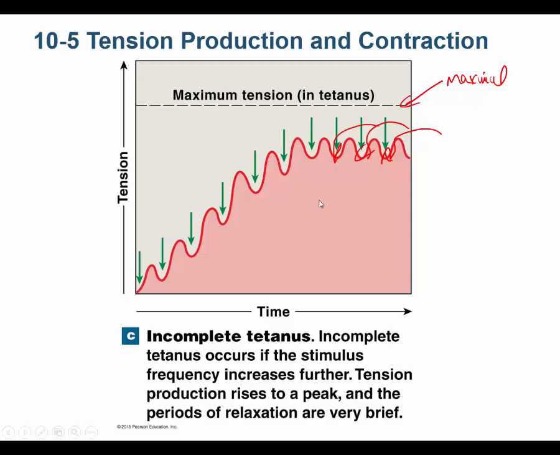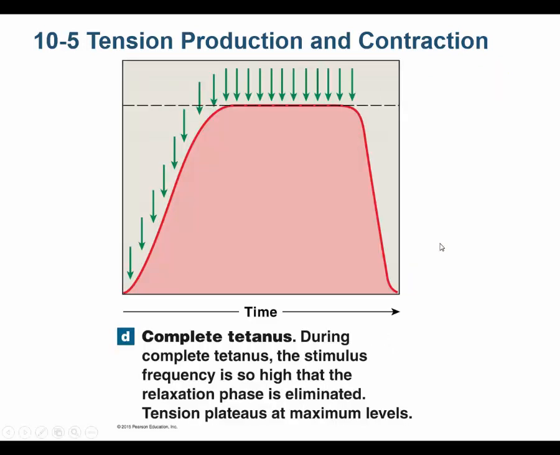That's how that's different from tetanus, because with complete tetanus, what I have is no relaxation. So this is the maximum tension I can produce in that muscle, and I don't allow a relaxation after I hit it. Now, there's physiological tetanus and there's pathological tetanus. We're not talking about pathological tetanus here. All right, pathological tetanus is caused by a toxin from Clostridium tetani, a bacteria, and that's bad. But this is physiological tetanus, and this is the maximum muscle contraction you can have and hold for a period of time.